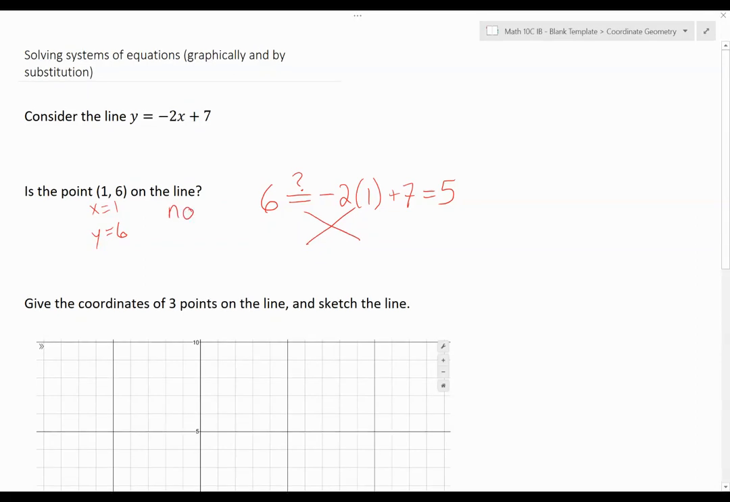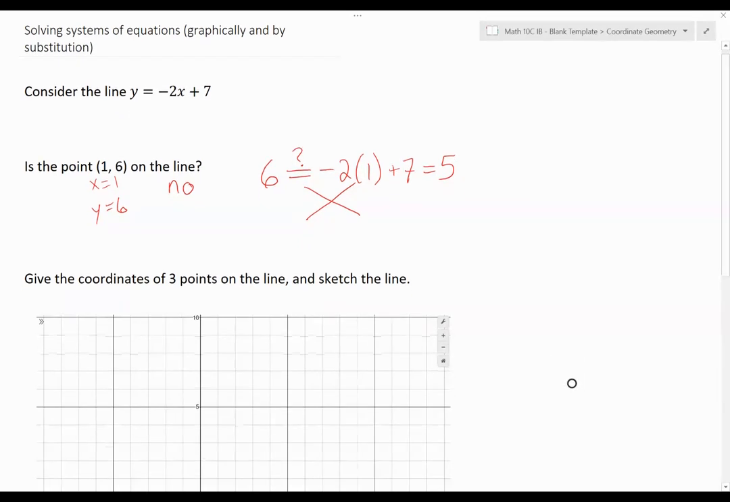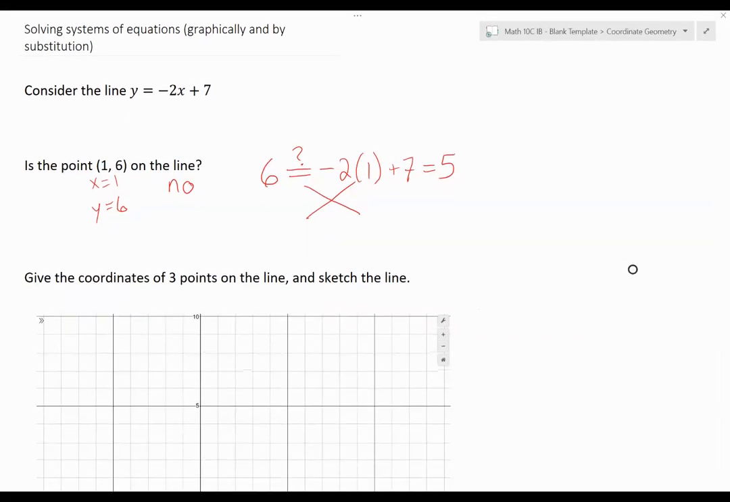If I want to find any 3 points that actually are on the line, and in fact, I would only need 2 points to sketch the line, but we're going to do 3 just to be thorough. I can pick either a value of x or a value of y and calculate the corresponding value of the other variable. Now, this equation is set up in such a way that it's easiest to pick values of x. That's why x is considered here the independent variable. And then from that, calculate values of y, because y is the dependent variable. It depends on the value of x.